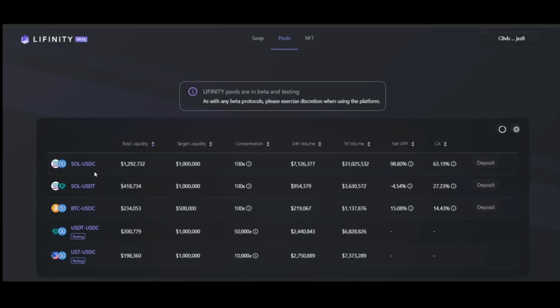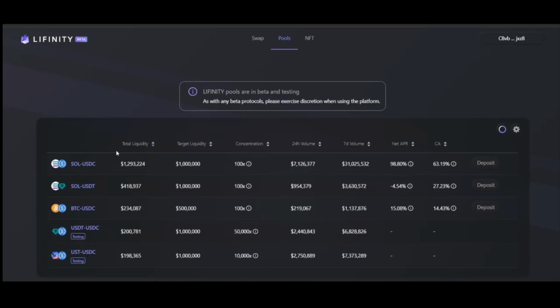So for example, with a Sol USDC pool, we have 1 million target liquidity, and then we already have more than that. We have about 1.3 million of liquidity in this pool. This is because when we first deposited assets in this pool, it was at 1 million, but then it generated trading fees and market making profit, and the value of Sol appreciated. So now it has much more than just 1 million. And so it grew beyond that 1 million. We just haven't withdrawn it.